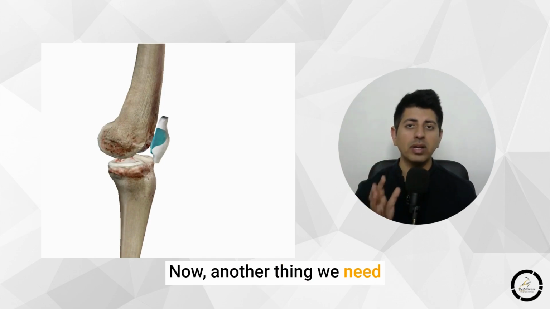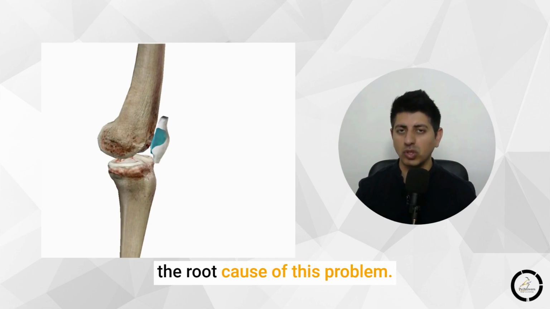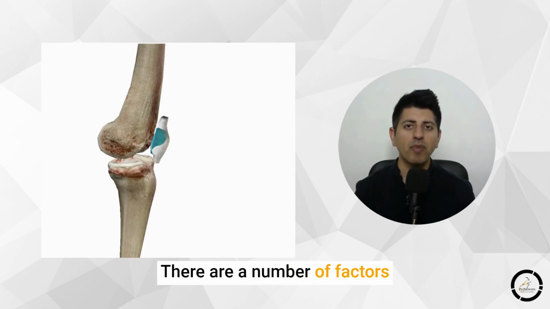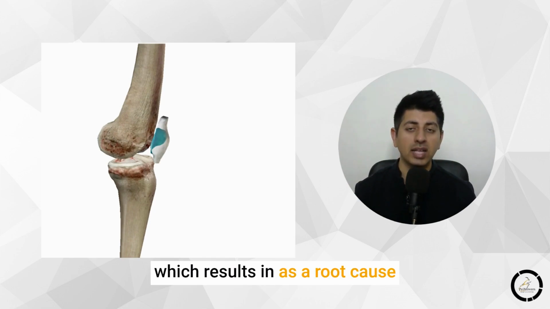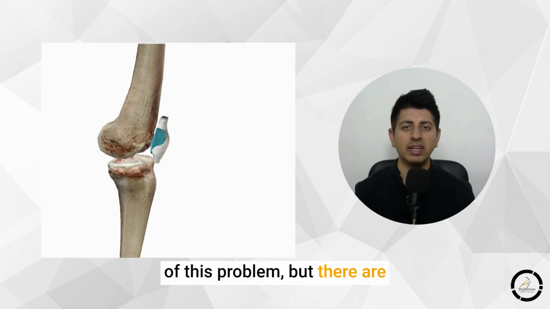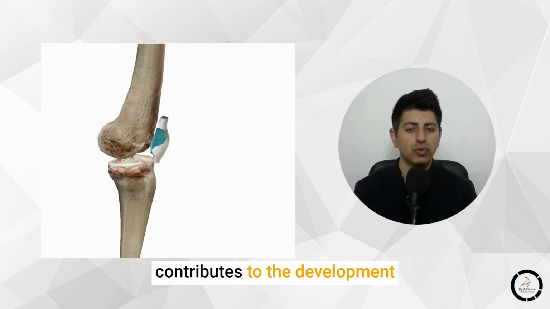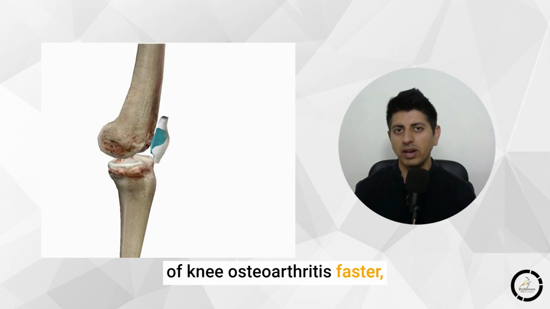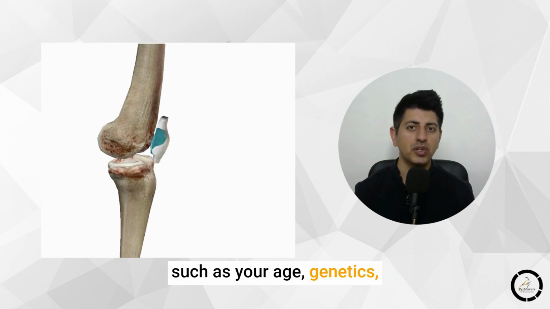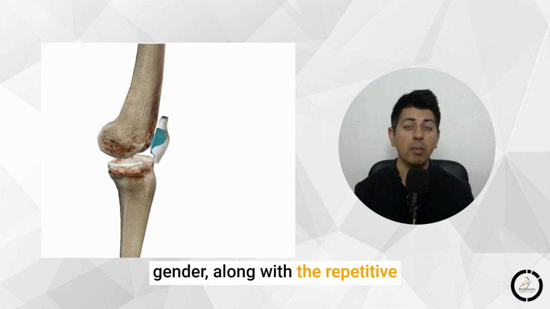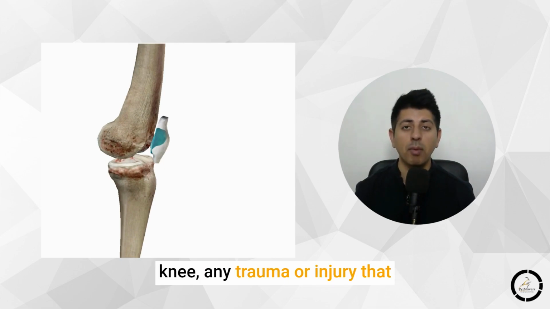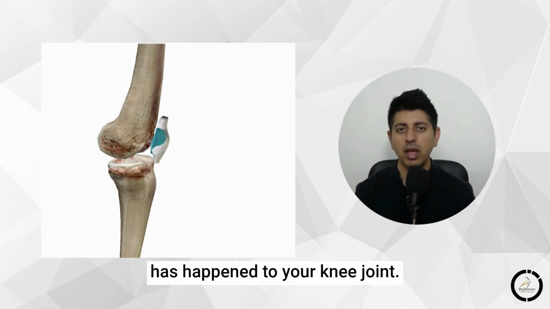Another thing we need to understand is what exactly the root cause of this problem is. There are a number of factors that result in the root cause, but there are certain risk factors which contribute to the faster development of knee osteoarthritis, such as your age, genetics, gender, along with repetitive stress to the knee, and any trauma or injury that has happened to your knee joint.